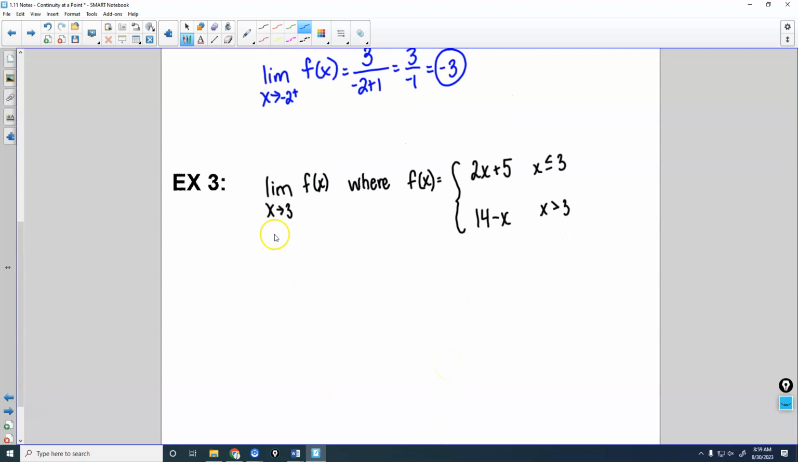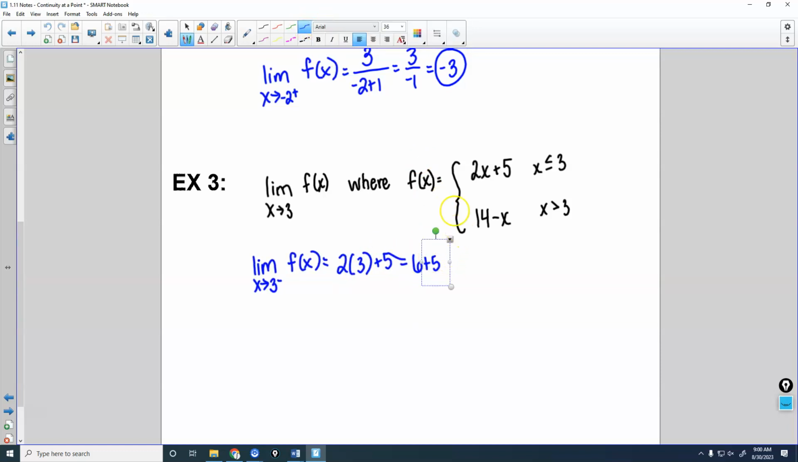So if the limit as x approaches 3 of f of x exists, the limit from the left and the limit from the right have to be the same. So what we're going to do is we will do the limit as x approaches 3 from the left of f of x. And from the left, I should use that top function. So I would have 2 times 3 plus 5, which would give me 6 plus 5. So I would get 11.